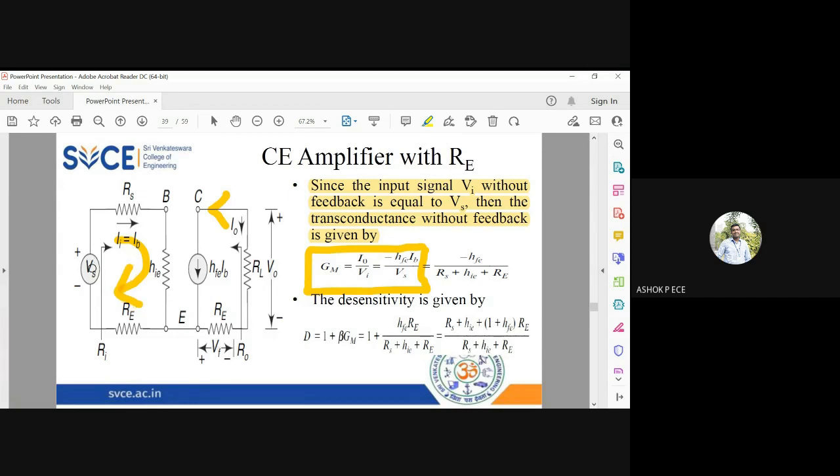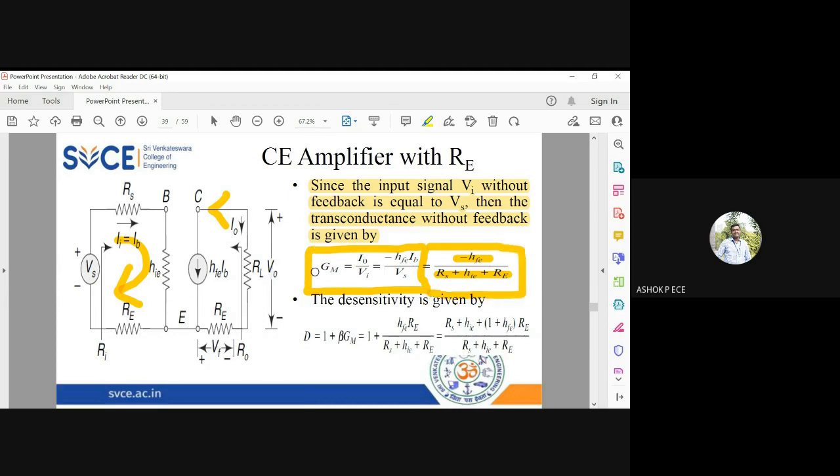I can write Vs equal to IB into Rs plus hie plus RE. The same current IB is flowing through all the components. So I can write Vs equal to IB into Rs plus hie plus RE. So substitute that here, IB and IB will get cancelled. So you get minus hfe divided by Rs plus hie plus RE. So this is the expression for transconductance Gm.